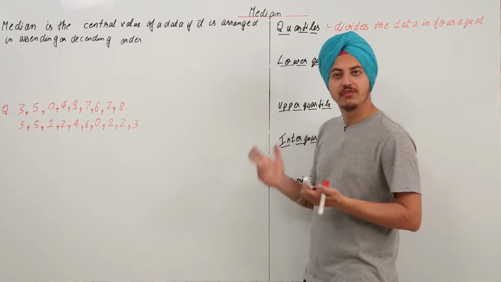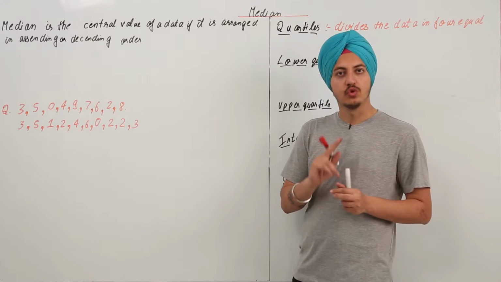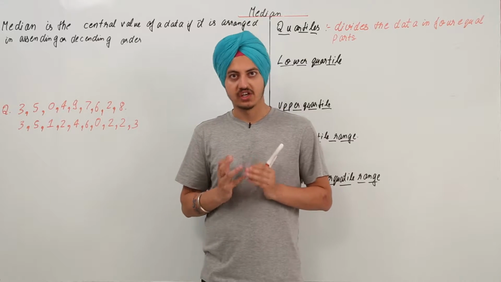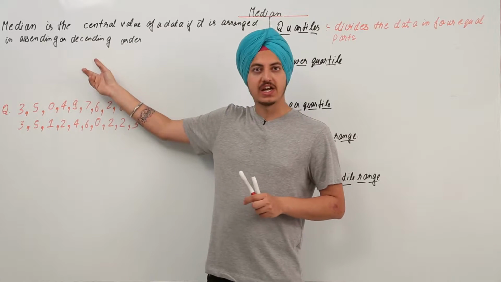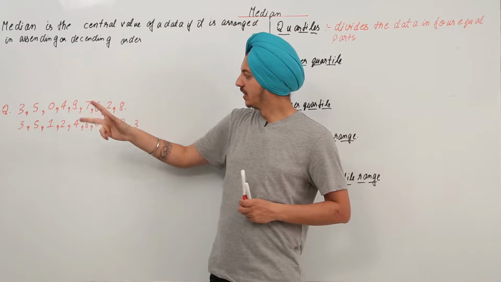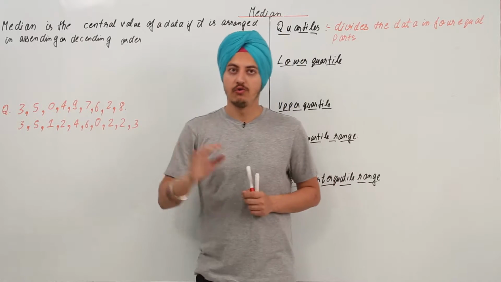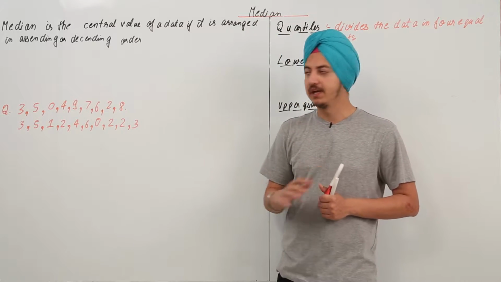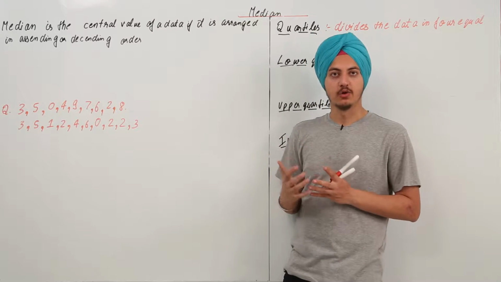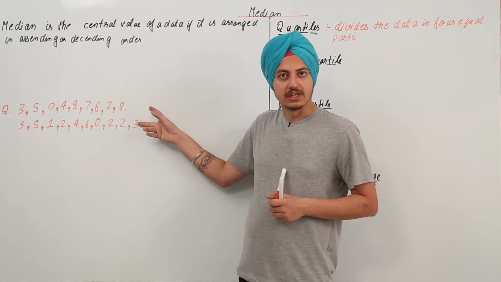Now, what are the formulas to calculate median? There are two formulas for different kinds of data, for odd number of data and for even number of data. Now this is again ungrouped data. You all know what ungrouped data is, right? Because we've done mean and I've explained to you what grouped and ungrouped data are. This is an ungrouped data.